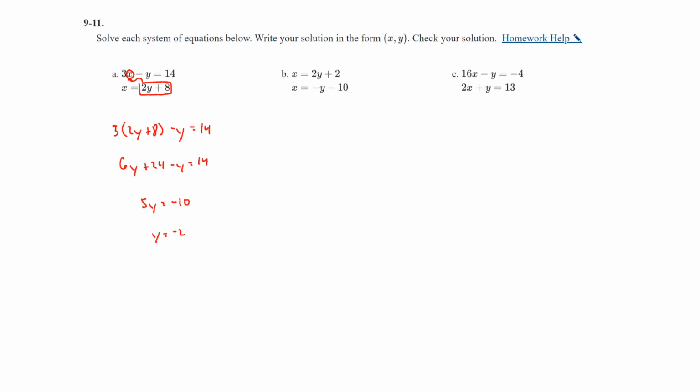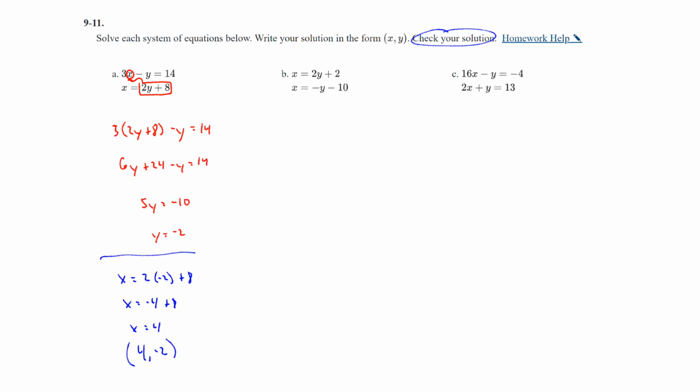And then we can take that and plug it back into the second equation. x equals 2 times negative 2 plus 8. So x equals negative 4 plus 8, or x equals 4. So the ordered pair would be (4, negative 2). It does say check your solution also.